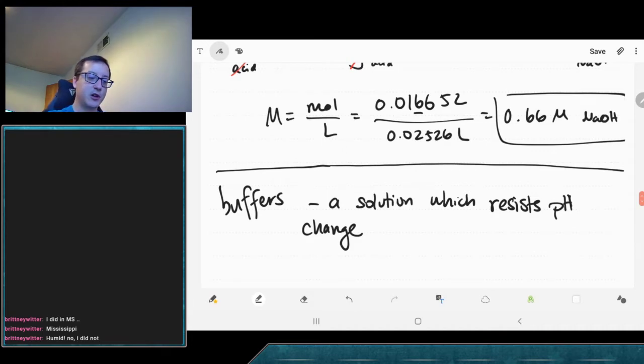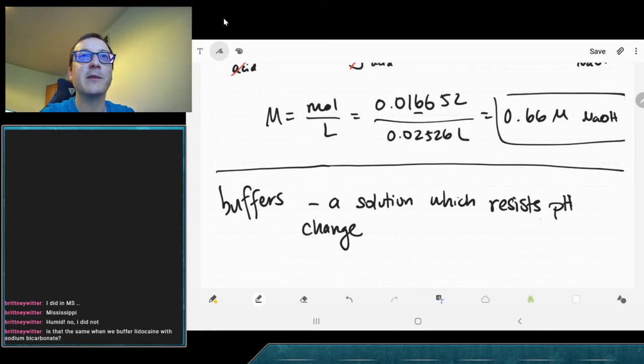I have a video to show you of this. Actually, let me go ahead and pull that up, and then we'll talk about what makes a buffer. These solutions are very important for biology, because if you end up taking a biochemistry course or biology course at some point, you'll find that proteins are very sensitive to pH.